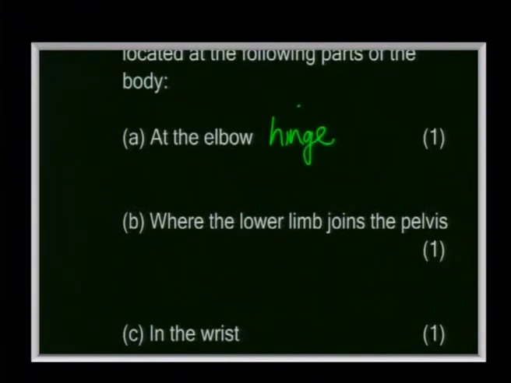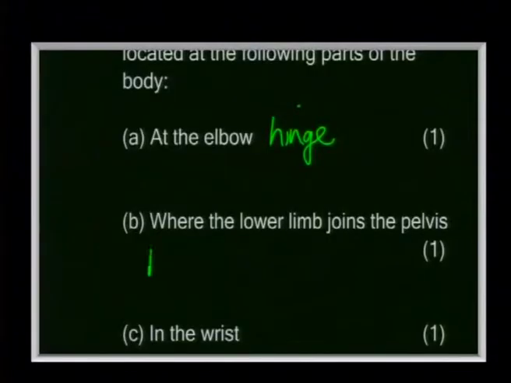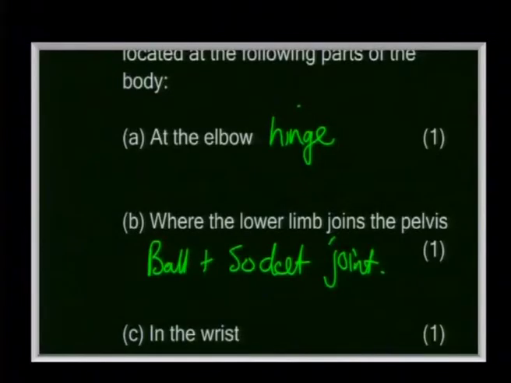Now it says where the lower limb joins the pelvis. The lower limb is the leg. And where does the leg join the pelvis? What joint do we have there? It's that big fat femur's head that goes into this big round structure in the pelvis. So it is a what joint? It's a ball and socket joint. And where else will we find a ball and socket joint? Here, at the shoulders.